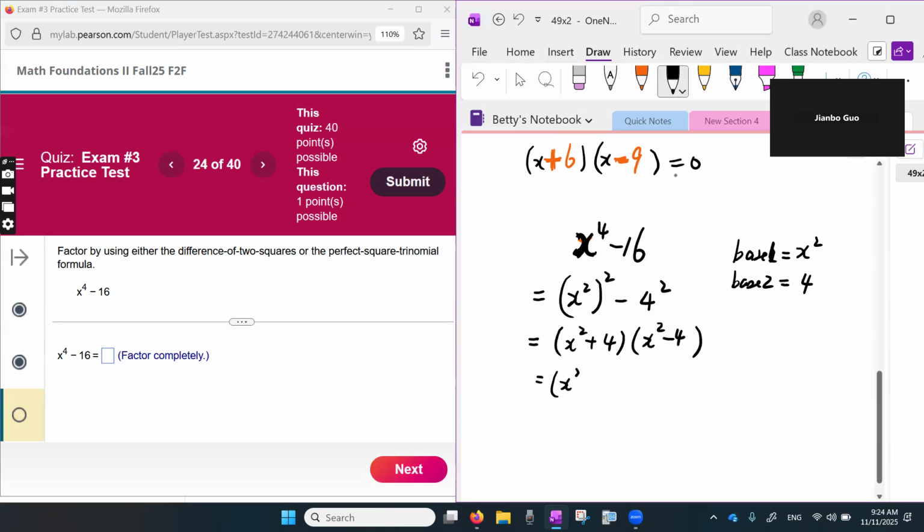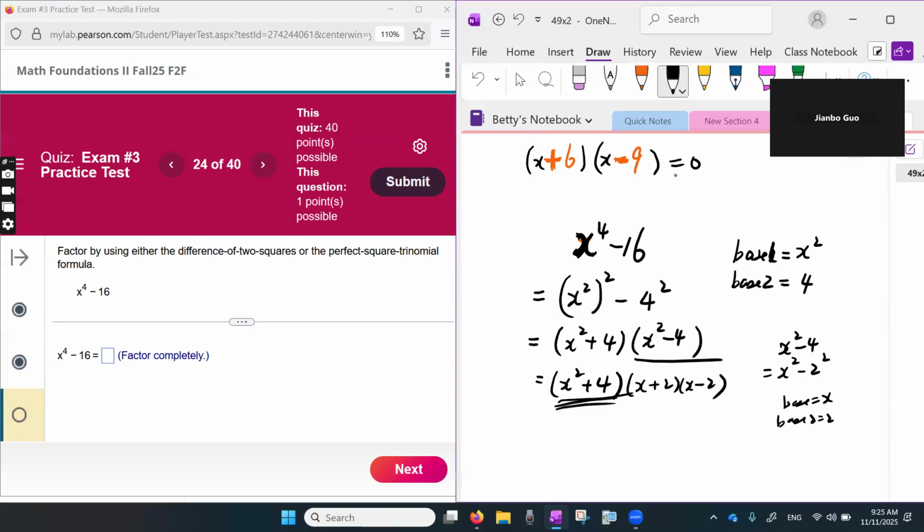However, we're not done yet. We're going to factor x squared minus 4. This factor, x squared minus 4, is not prime. It is factorable. In fact, x squared minus 4 is also a difference of two squares. x squared minus 4 is x squared minus 2 squared. So base 1 is x, base 2 is 2. So we're going to apply the formula one more time to write x squared minus 4 as x plus 2 times x minus 2. What happened to x squared plus 4?